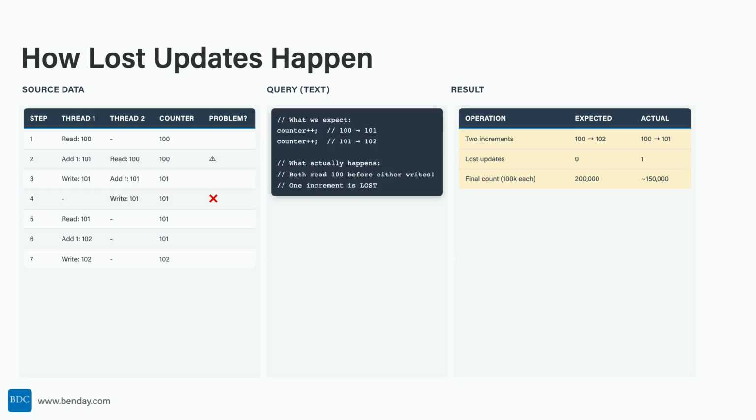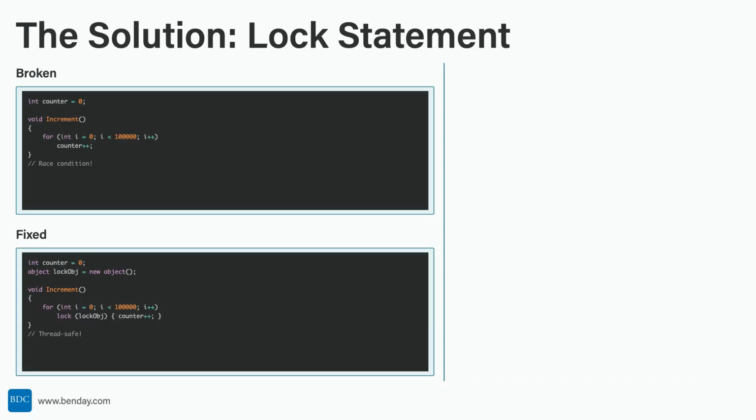So how do we fix it? The fix is the lock statement. It's kind of like putting a bathroom door lock on your code, only one person at a time. Without the lock, threads step all over each other. You might get 137,000, might get 189,000. Who knows? It's random every time.